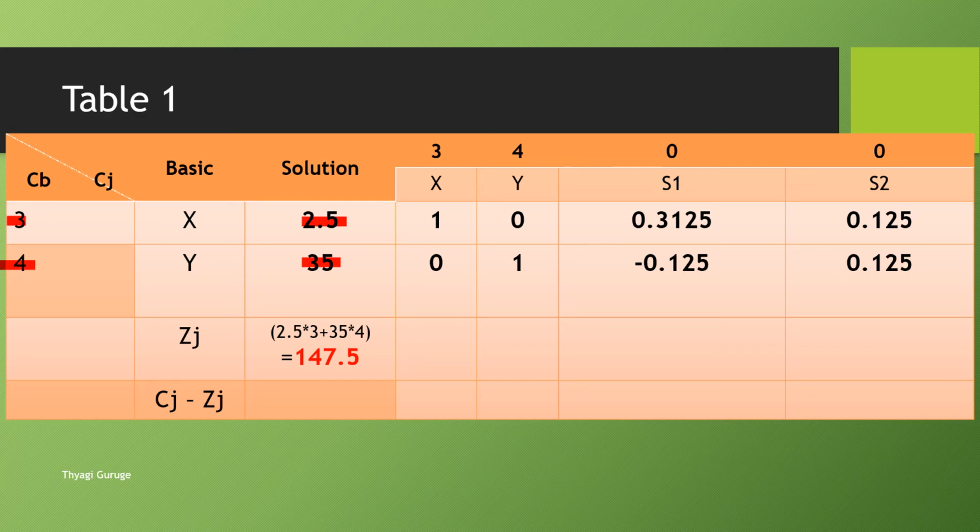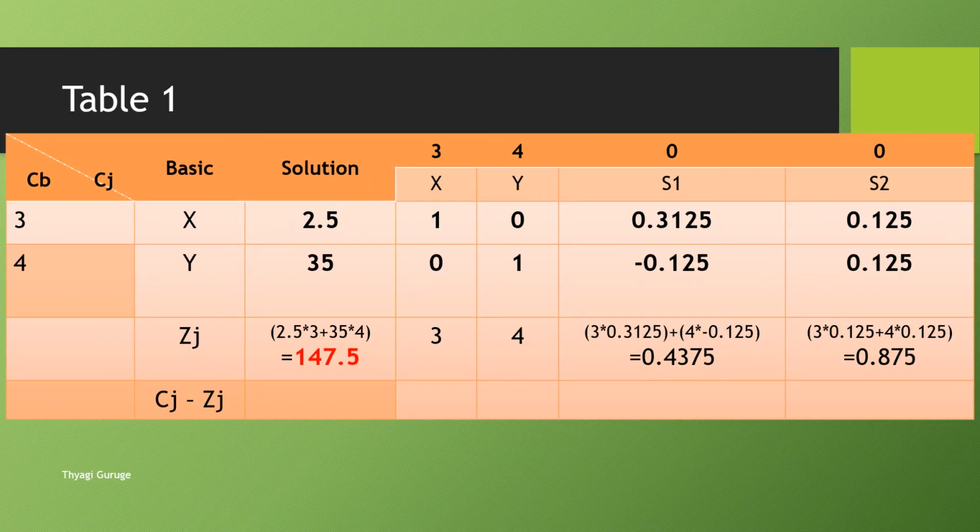So now we are going to calculate the total profit. It is the combination of the per unit profit into the total quantity. Therefore, we are going to take 2.5 into 3 to get the total profit of X, and 35 units of Y into its per unit profit of 4, then the total profit of Y as 35 into 4. Then by combining the total profit of X and Y, we are getting 147.5.